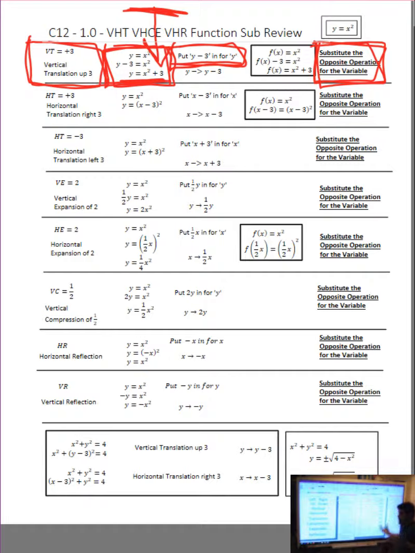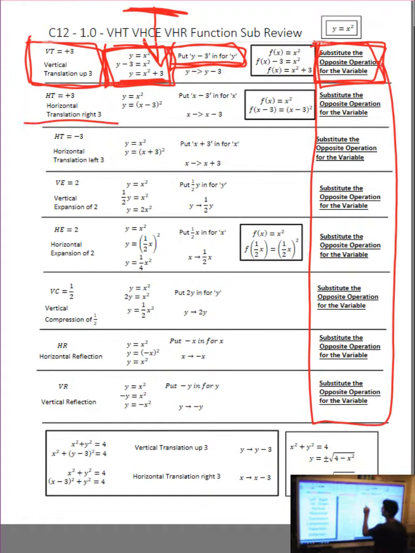And go, oh, well, that makes it go up 3. And I think, oh my gosh, I can't imagine how complicated you look at math. You must think about 100 different ways to do the same thing. And I just remember one way to do all of the different things. Always substituting the opposite operation for the variable.